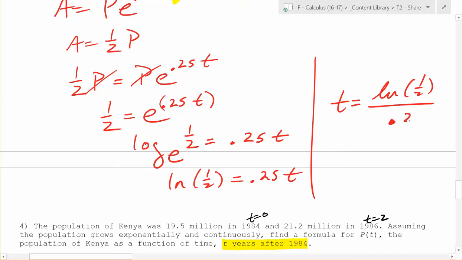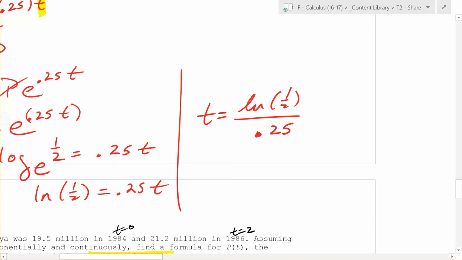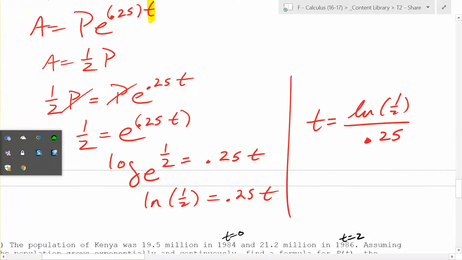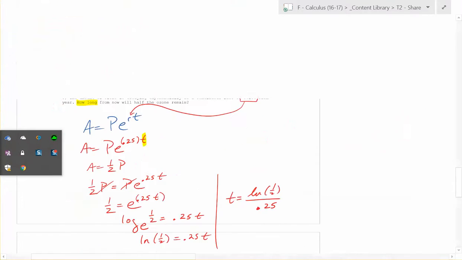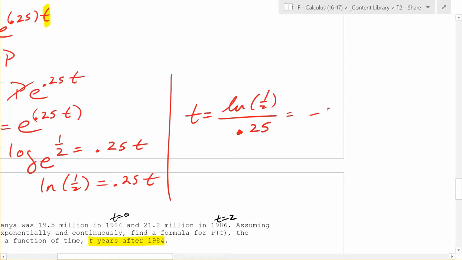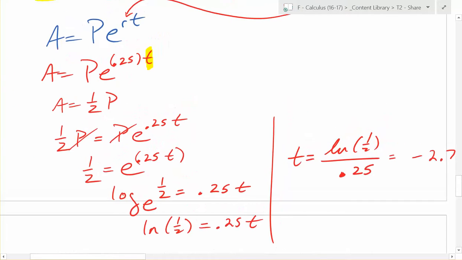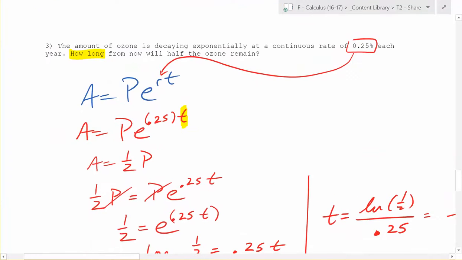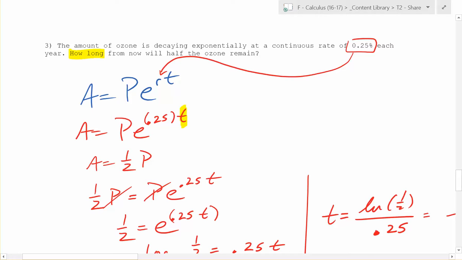Do that on your calculator and tell me what that is equal to. We don't know a good answer for that. We might have made a mistake. Negative 2.7726. Who got negative 2.7726? Okay, so our algebra is correct. So one of our initial substitutions is wrong. What do you think it is?